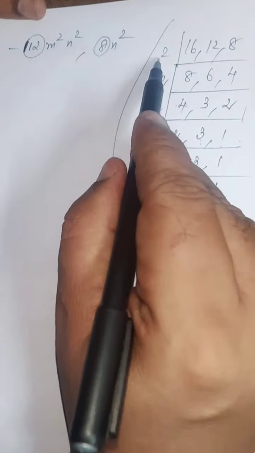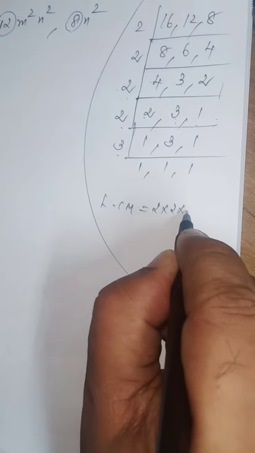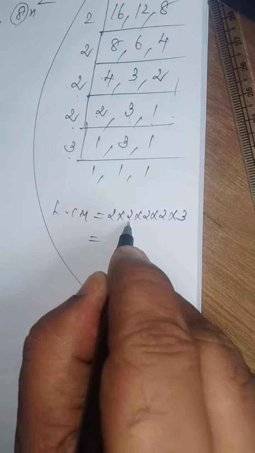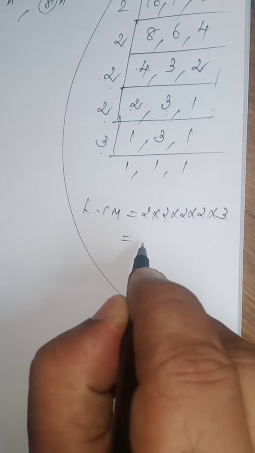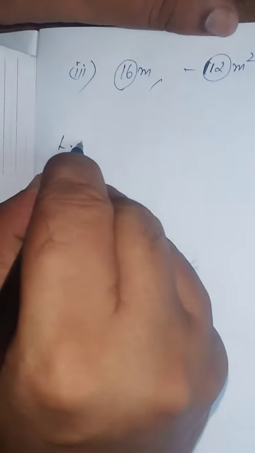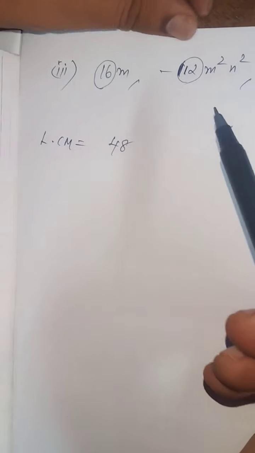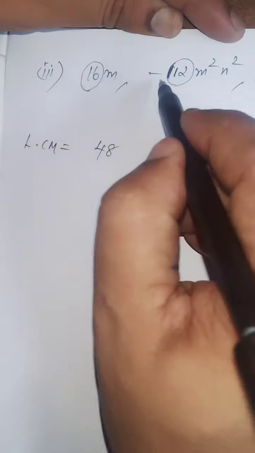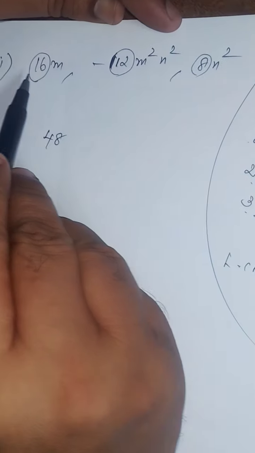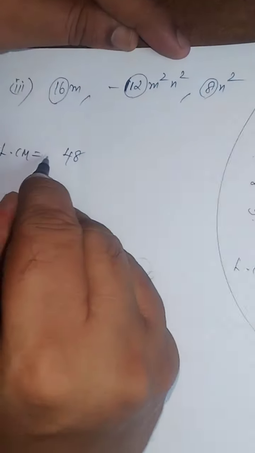LCM equals 2 into 2 into 2 into 2 into 3. 2 2s are 4, 2 4s are 8, 2 8s are 16, 16 3s are 48. That is the LCM, first 48. Then check the sign. This is plus, here minus, here plus. Even though it is double plus 1 minus, that minus should be included.